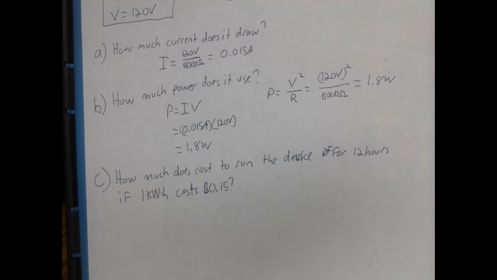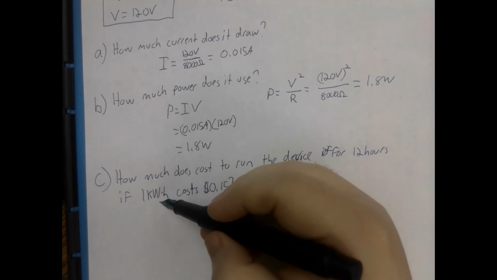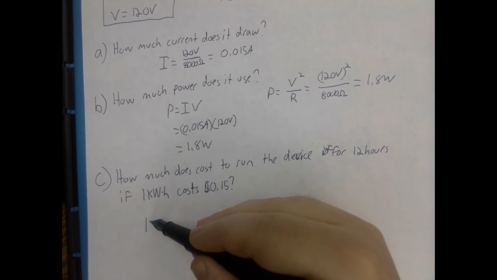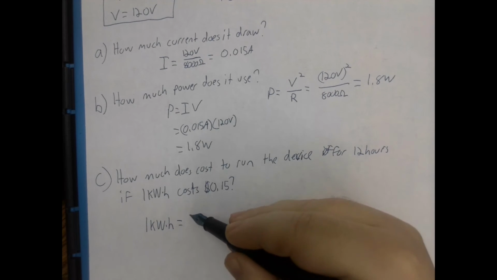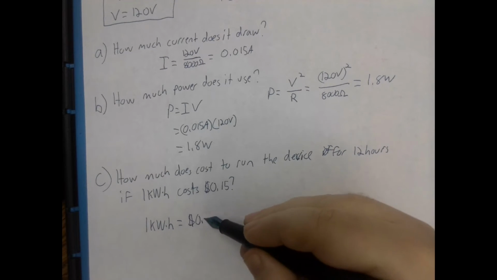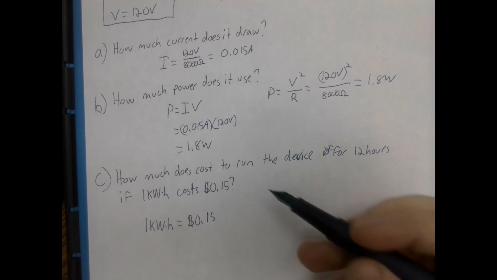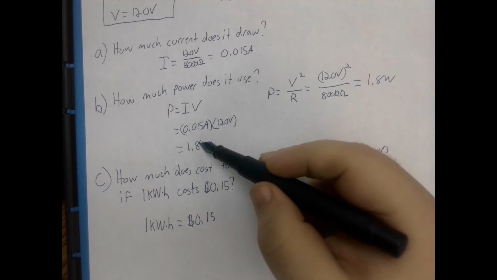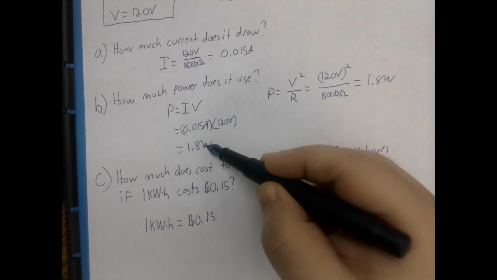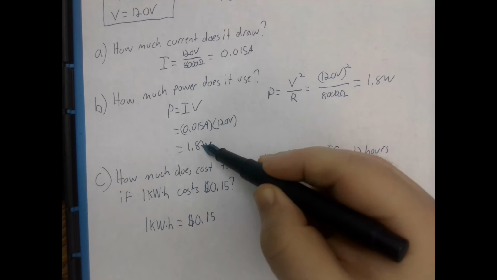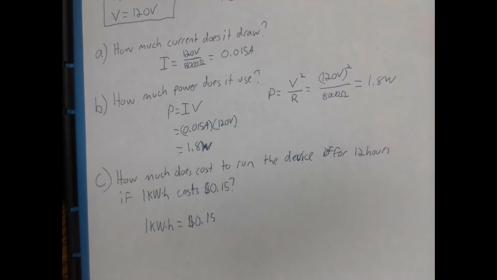So, we know that 1 kilowatt hour is equal to 15 cents. To get from power in watts to kilowatts, we divide by 1,000.